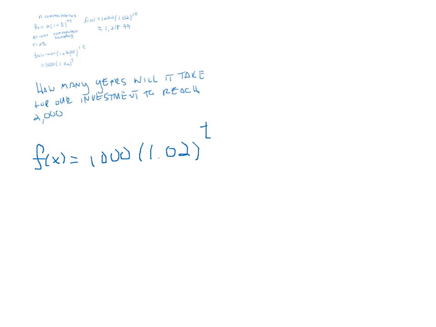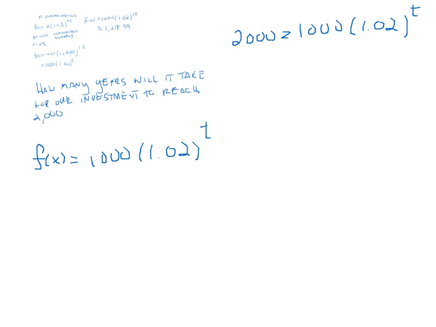So, plugging in known values, I have 2,000 is equal to 1,000 times 1.02, all raised to the t. So now we have to determine the value of time for when the investment has reached $2,000. In other words, we need to isolate t and then solve for t.